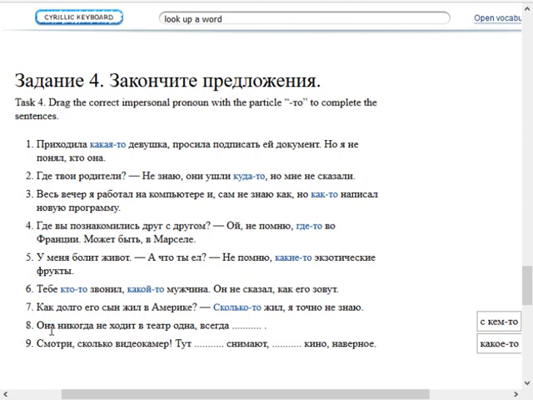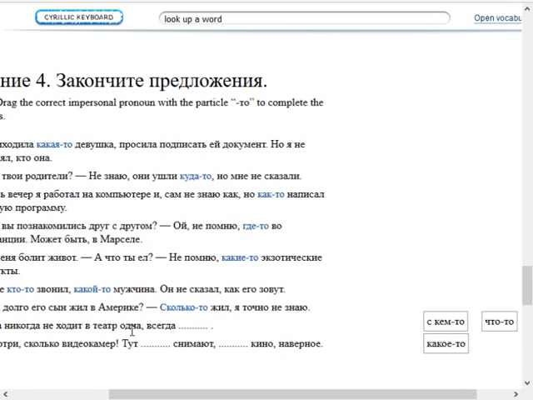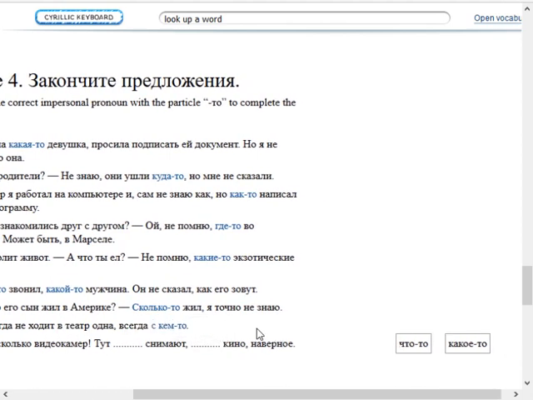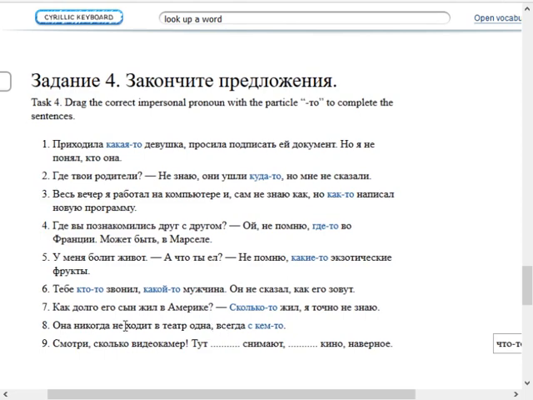Она никогда не ходит в театр одна. Всегда с кем-то. So she never goes to the theater alone, always with somebody. But I don't know who, and so I say с кем-то.